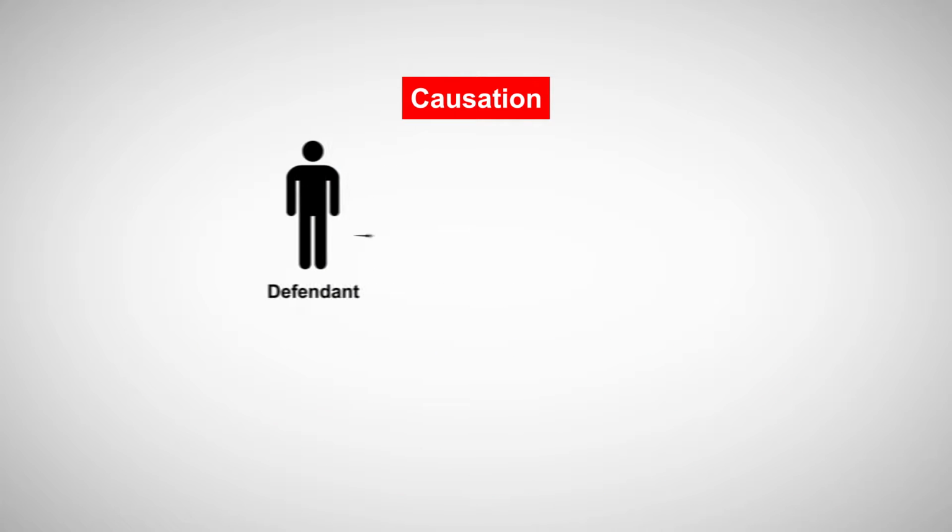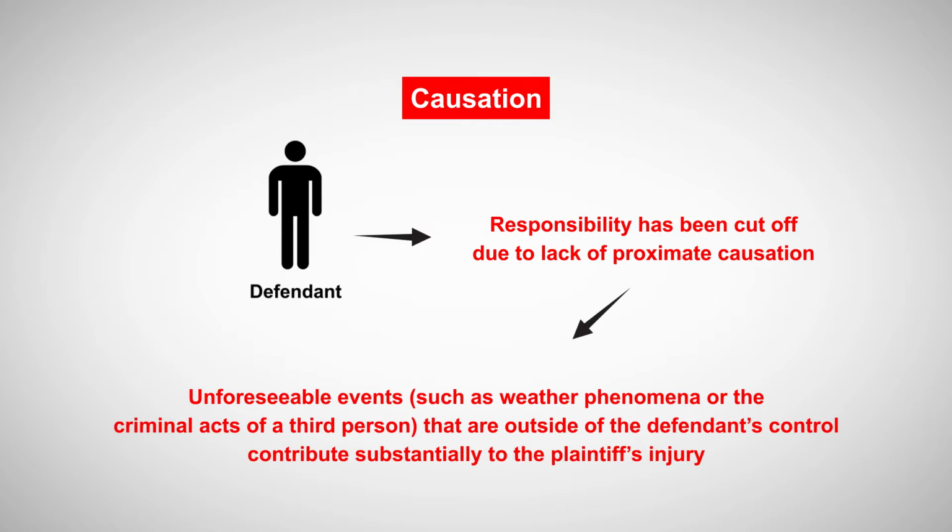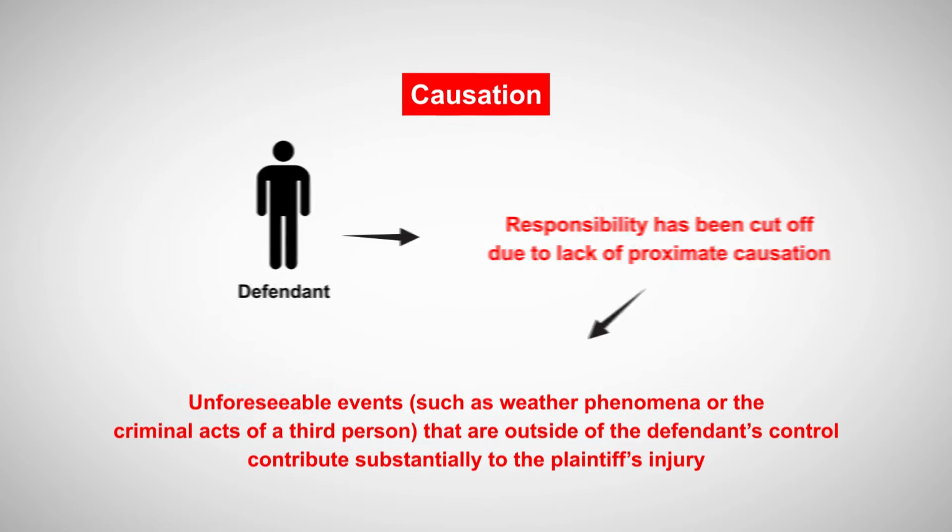Typically, situations where responsibility has been cut off due to lack of proximate causation occur when other unforeseeable events, such as weather phenomena or the criminal acts of third parties that are outside the control of the defendants, contribute substantially to the plaintiff's injury. Let's look at one example.